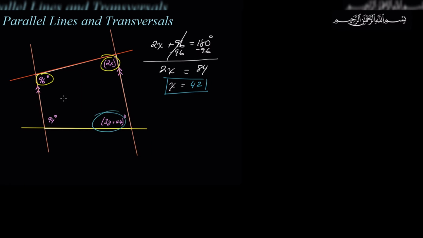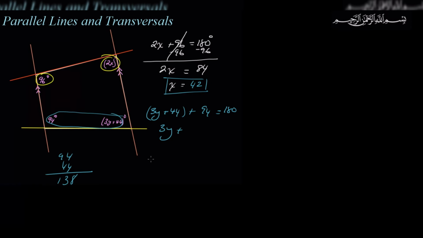Now to solve for y, we have the same thing, because now we have this parallel line, and that's the transversal. As you can see again, these two are going to be supplementary, almost an identical problem. So we have 3y plus 44, that's that particular angle, plus 94 equals 180 degrees. I can add these together: 94 plus 44 is 138. So 3y plus 138 is equal to 180 degrees. Now I can subtract the 138 from both sides.